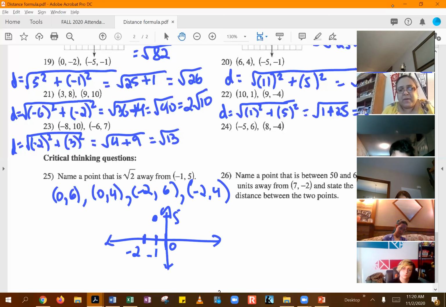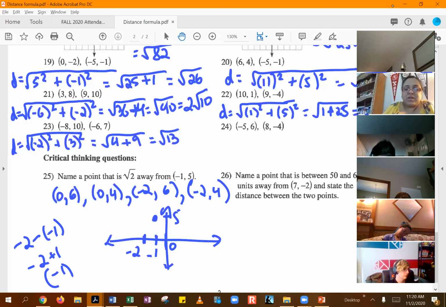Because again, think about this. If you do -2 minus -1, you would still end up getting -1 as your answer. So when you square -1, that would still become +1. So you can use 0 for your x value, or you can also use -2. Did anybody have those points? -2, 6 or -2, 4? Okay. All right, that was really good.